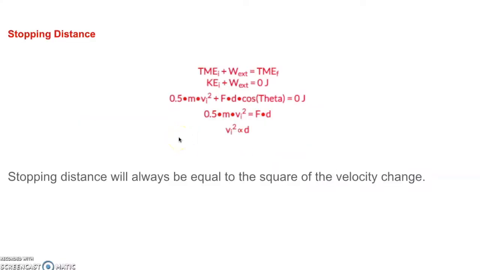All right, something about stopping distance. Stopping distance will always be equal to the square of the velocity change. So if you slow down 10 meters per second, if you square it, then it's going to be a stopping distance of 100 meters. So your velocity squared will be there, okay?